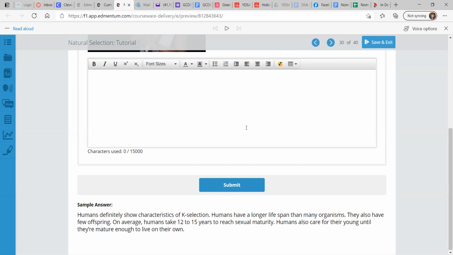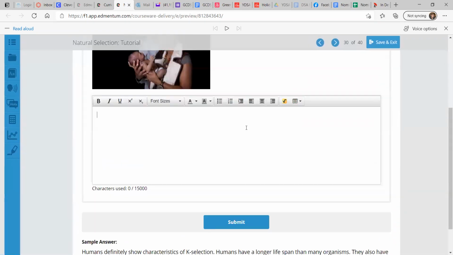Humans have a longer lifespan than many organisms. They also have few offspring. On average, humans take 12 to 15 years to reach sexual maturity. Humans also care for their young until they're mature enough to live on their own. So, for those reasons, we are K selection.